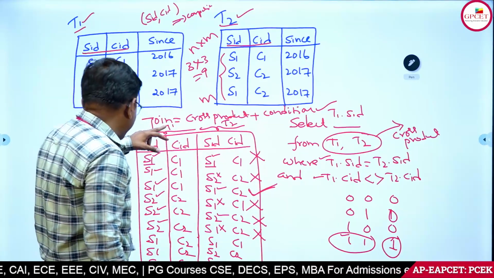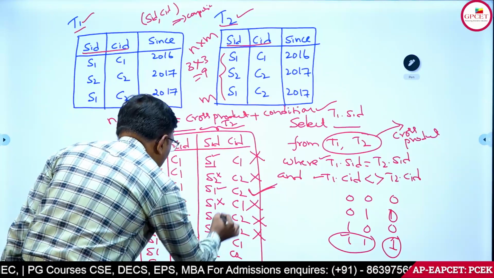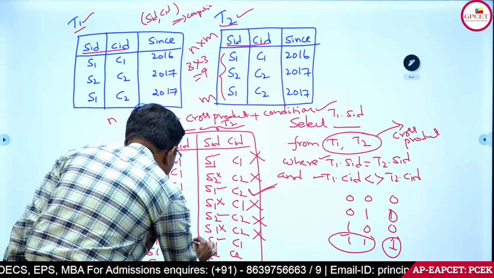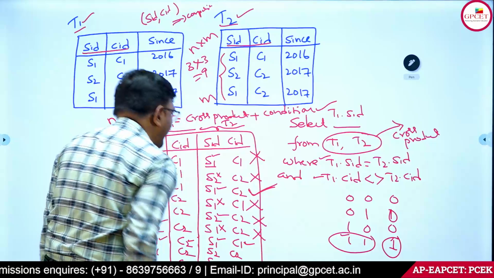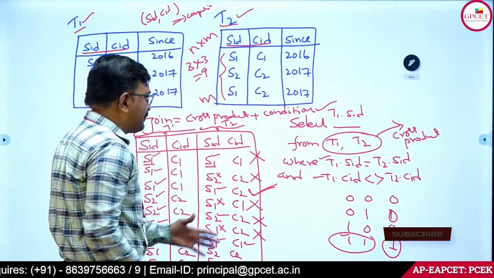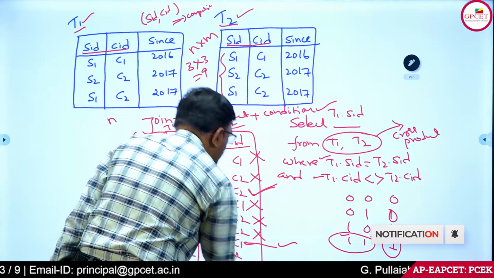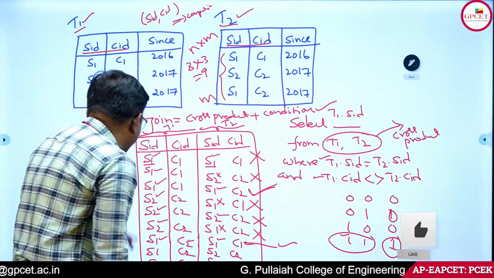And the next one: T1.SID is S1 and T2.SID is also S1. T1.CID is C2 and T2.CID is C1. That's why the first condition is satisfied, and the second condition is also satisfied. That's why this is also true. The output is true.